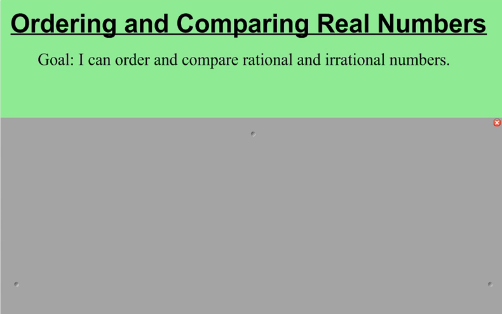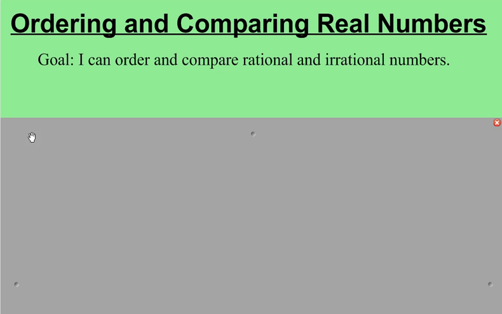All right, let's talk about ordering and comparing numbers, real numbers. So our goal is so I can order and compare rational and irrational numbers. So we're going to order them. We're going to put them in order from least to greatest. We're also going to just see what's bigger than what, what's smaller than what. And in order to do that, we got to know what in the world rational and irrational numbers are.